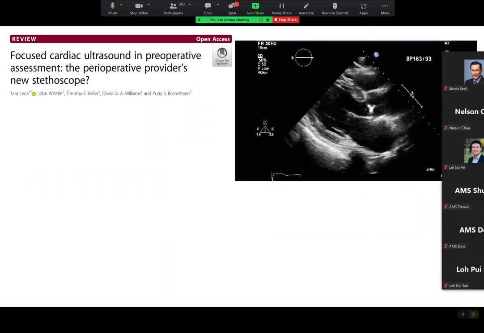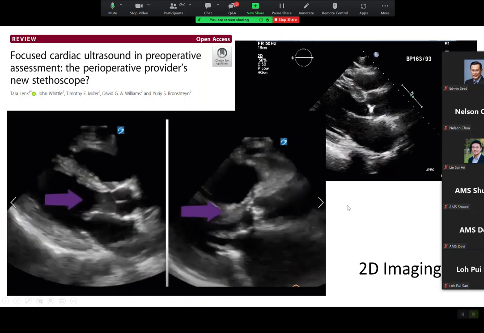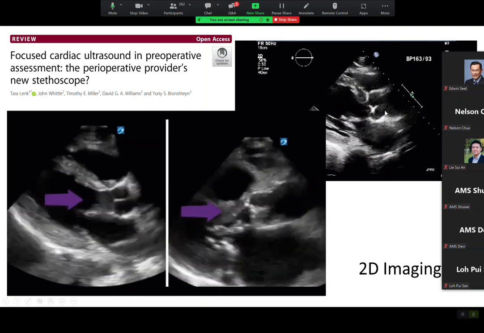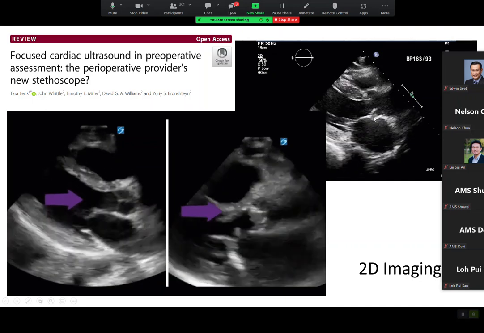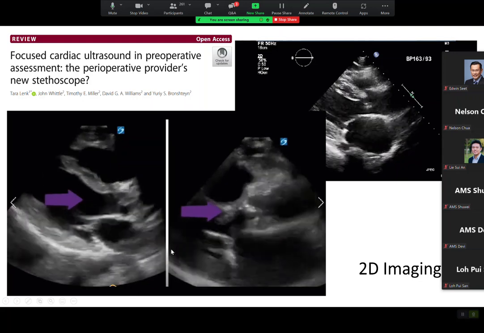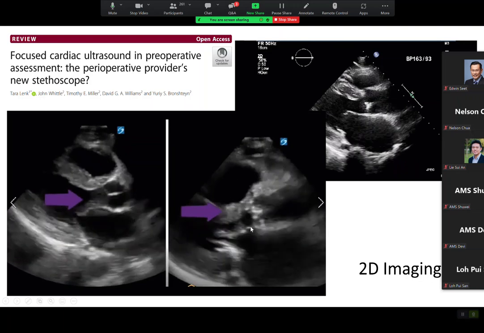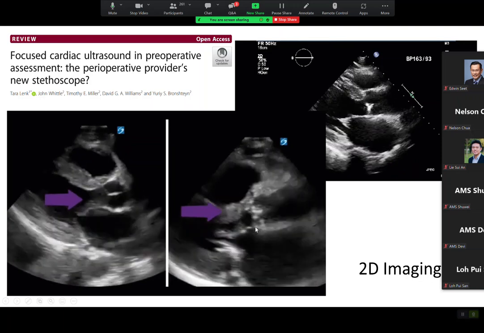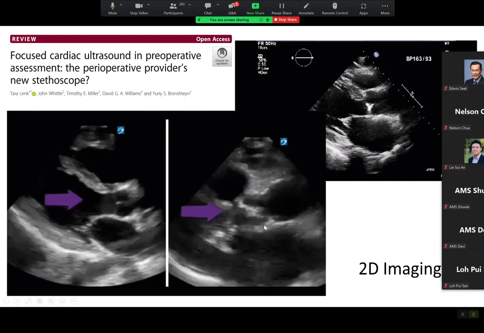Looking at aortic stenosis, this is what aortic stenosis essentially looks like on echo. The top right shows aortic sclerosis, where the valve leaflets are calcified, but they appear to open well. And the one on the left here shows a normal aortic valve, whereas the one on the right shows a heavily calcified aortic valve with very little movement.